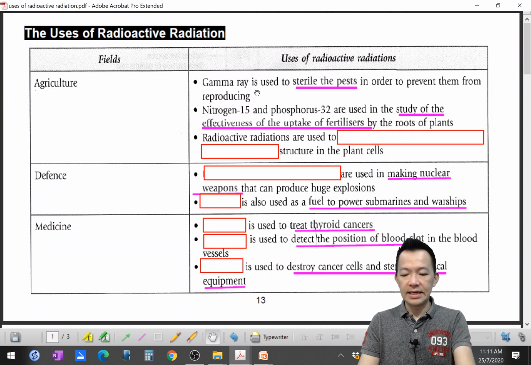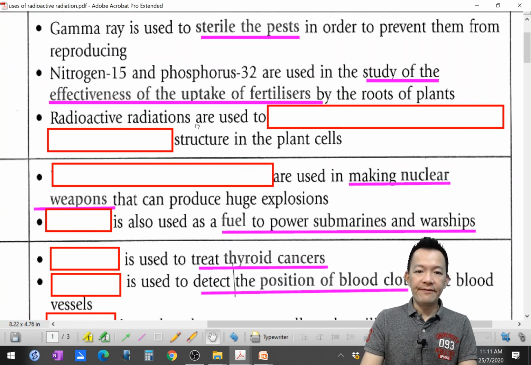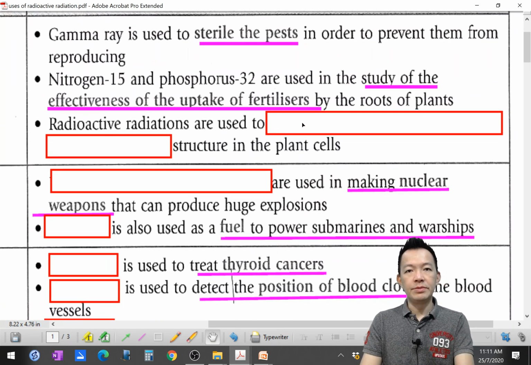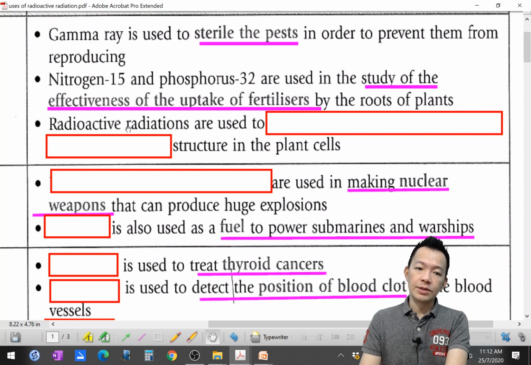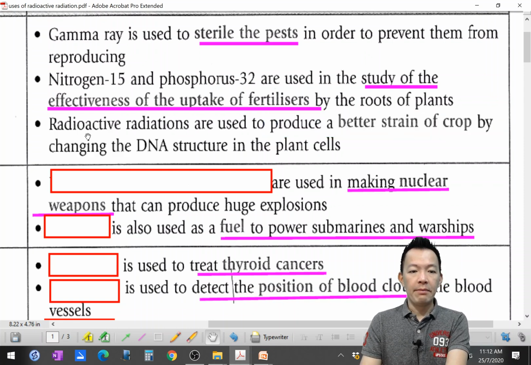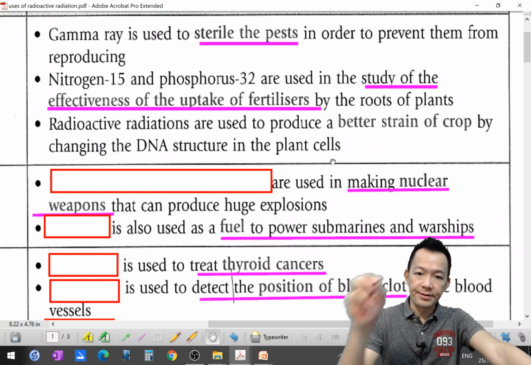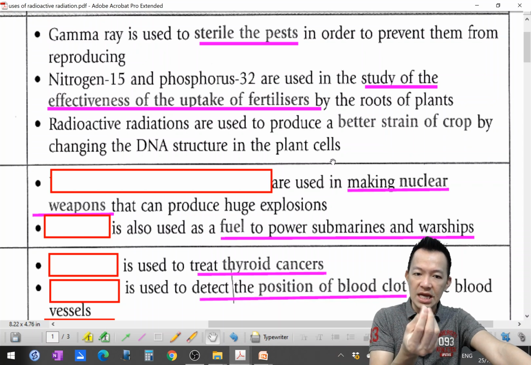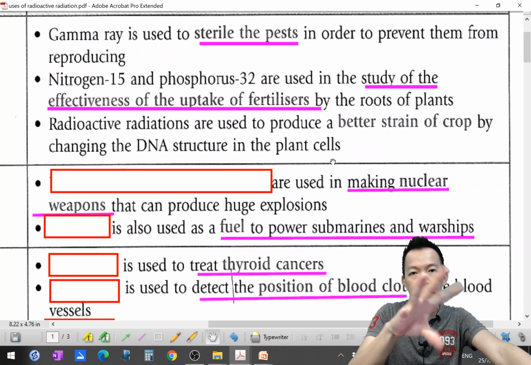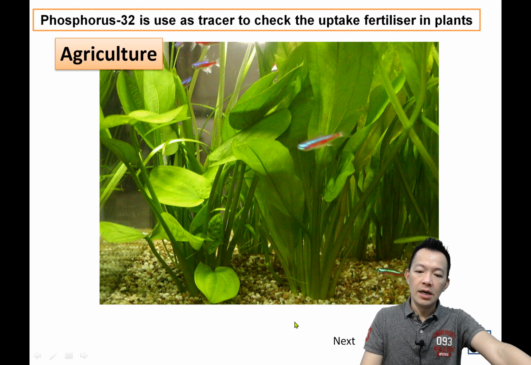Okay, so agriculture, just now nitrogen 15. Next, radioactive radiation is used to do what else? In agriculture, besides mixing it into fertilizer to study the fertilizer, radioactive radiation is used to produce a better strain of crops by changing the DNA structure in the plant cells. What does this mean? Using the radioactive, changing the DNA structure inside the plant cell, I mean the plant becomes a new species.